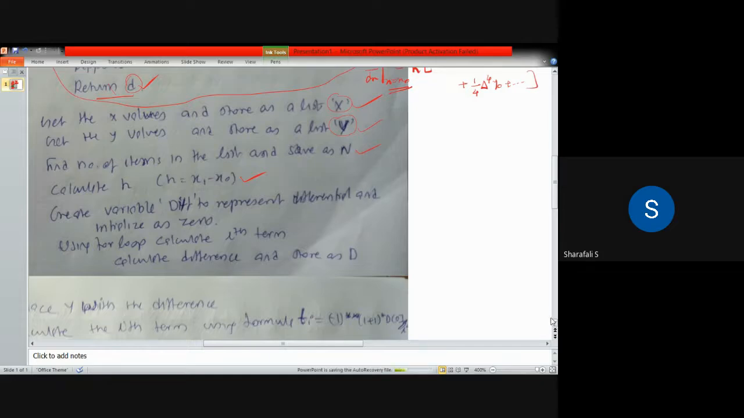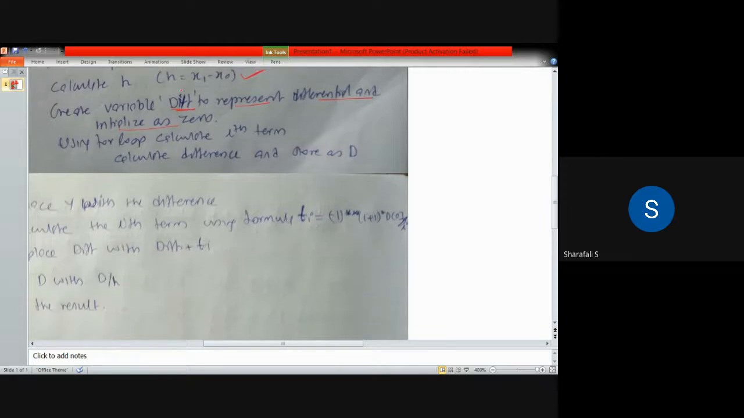Then create a variable diff to represent the differential and initialize it as 0. So first we define this variable to represent the differentiation, and we initialize it with the value 0. So diff equal to 0 initially. This diff is to get the value of differentiation. I'm just giving some variable name. After that we have to use a loop to calculate the ith term.